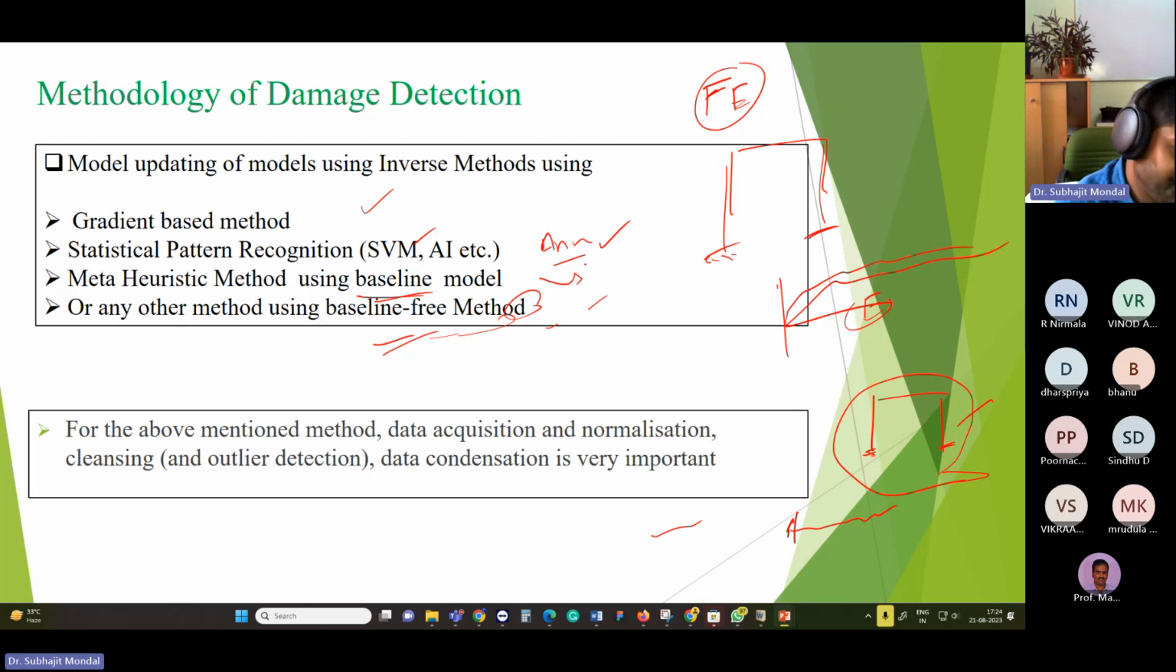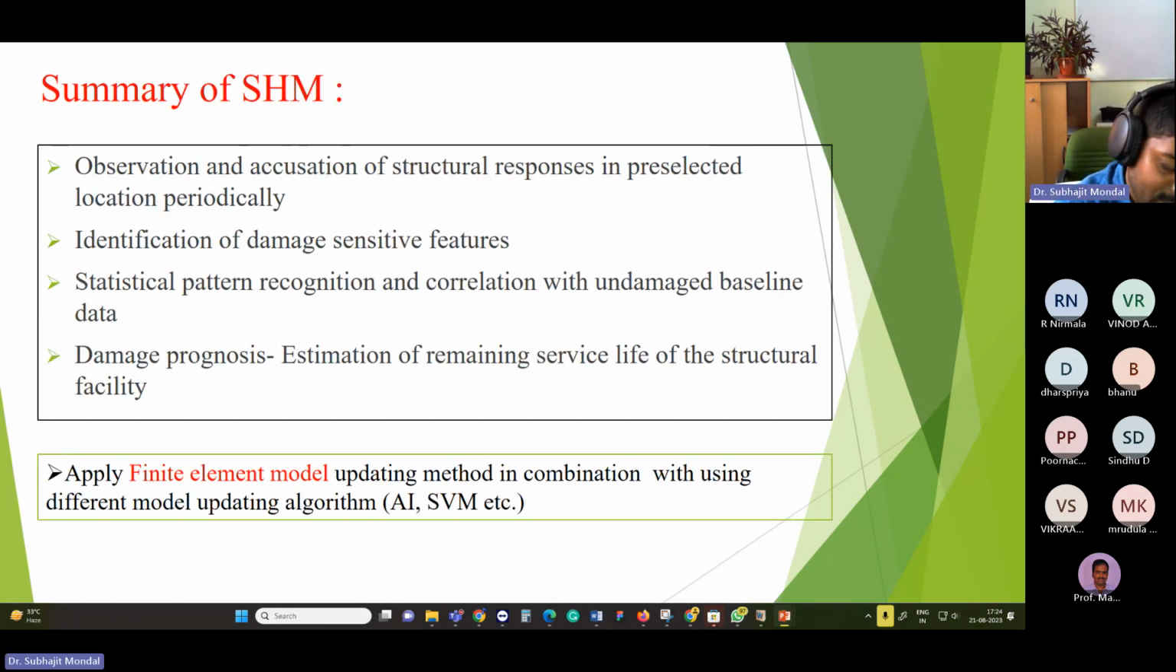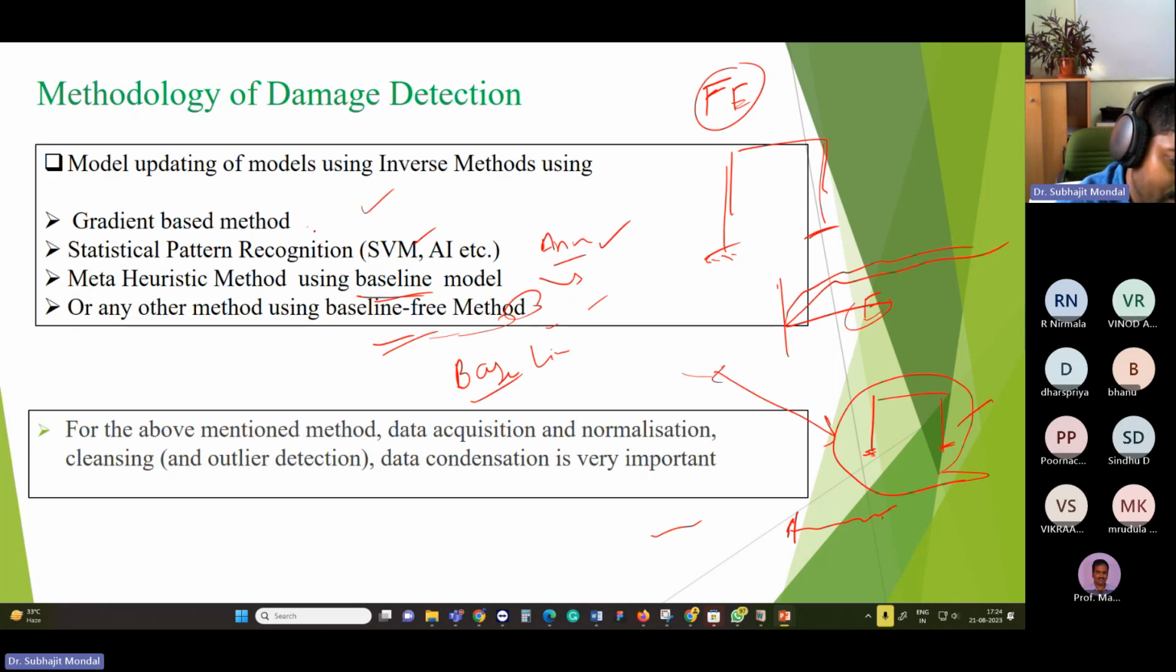You will observe that with the baseline model itself, it is very difficult to identify the damage. If you go for the baseline free method, again you have to take proper precaution, because you do not have any idea what type of response or what type of structure you are dealing with, and you are trying to identify the health from the data. So we have various schemes: one is the gradient based method, another is the statistical based method, another is the metaheuristic based method, and another is the baseline free data method.